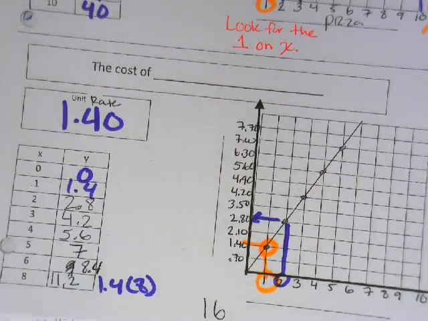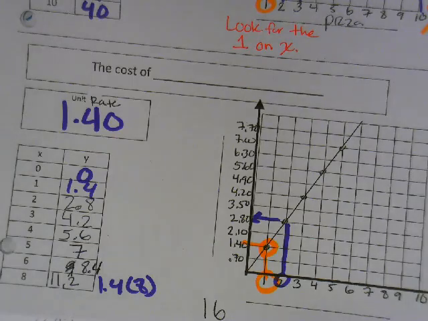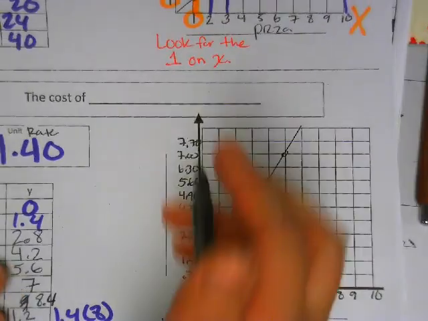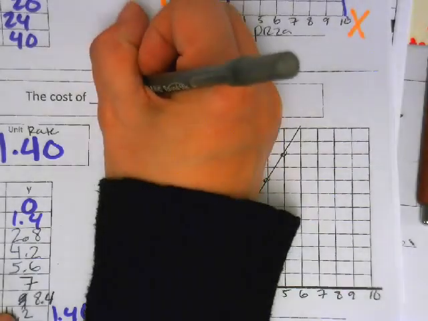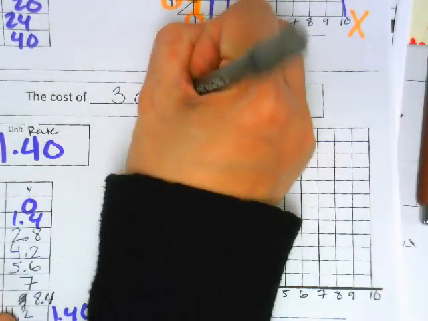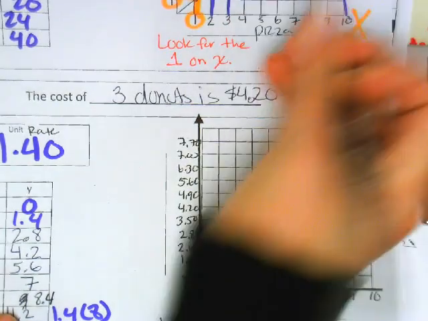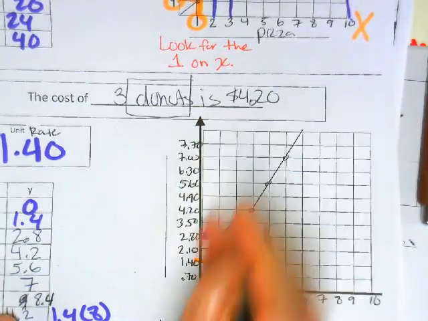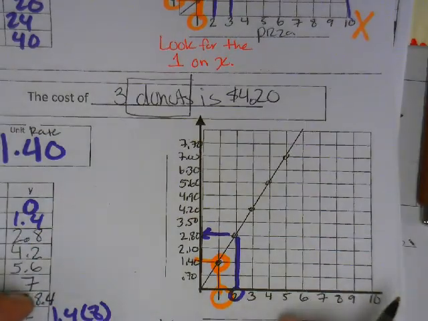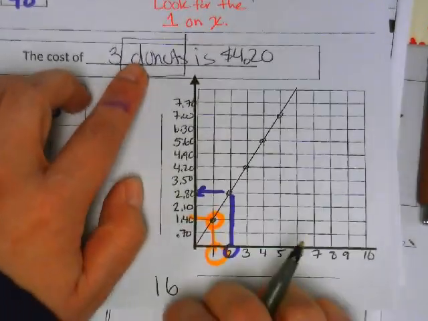What's $1.40? I said it's weird. It's $1.40. The cost of 3 donuts is $4.20. Can you change donuts to whatever you want to say? Yes, you can. Whatever you make this, I made it donuts, $1.40 for a donut.